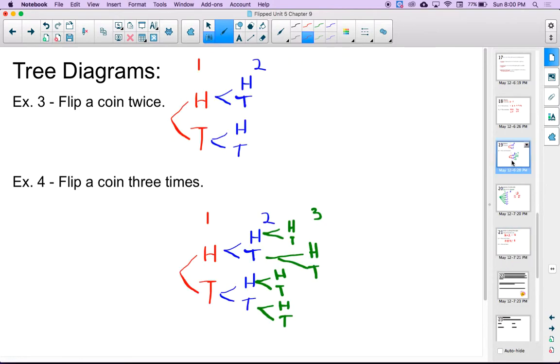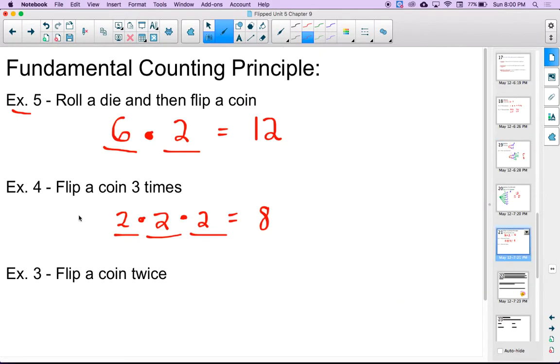Let's check it. Here was our tree diagram for that. How many outcomes did we have? HHH, that's 1. HHT, that's 2. HTH, that's 3. HTT, that's 4. THH, that's 5. THT, that's 6. TTH, that's 7. TTT, that's 8. So we had 8 outcomes. We could make the tree diagram, make the list, or just do the multiplication. This is really fast. We like this.